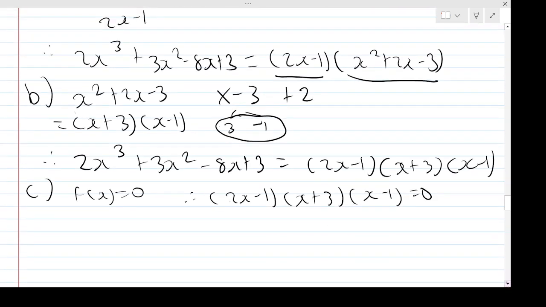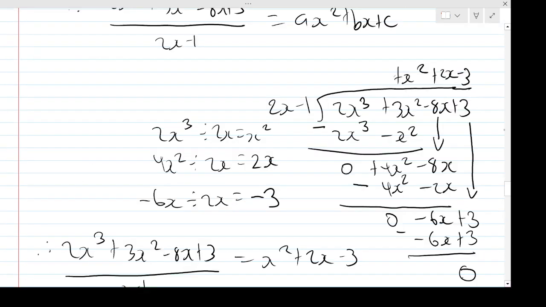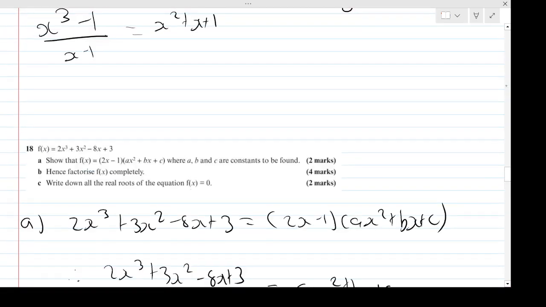So again, these are 3 brackets, 3 factors. I remember we can solve this by setting each bracket or factor to 0. So therefore 2x minus 1 equals 0, or x plus 3 equals 0, or x minus 1 equals 0. So if we solve each of these, x would be either a half or minus 3 or 1. And those are my roots. There we are. Cool. So it is helpful to see how dividing polynomials does help, because in this example we can find the roots to a particular equation.